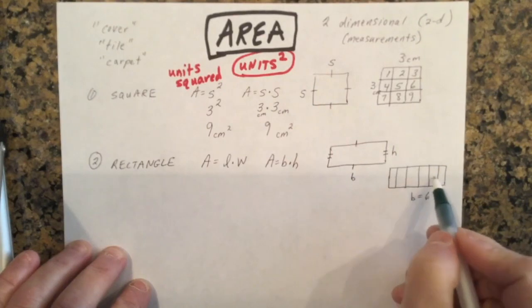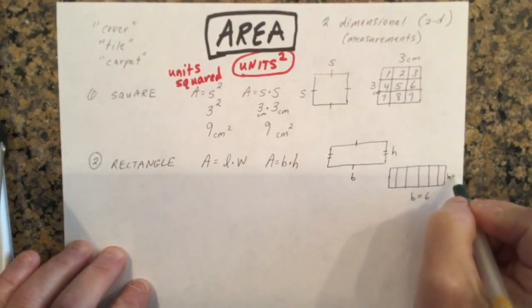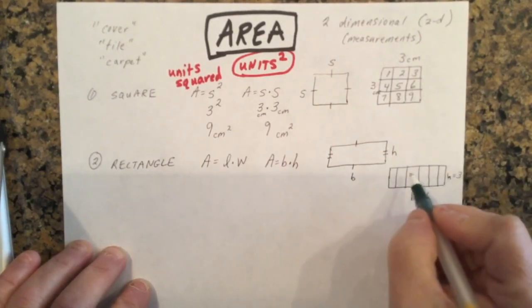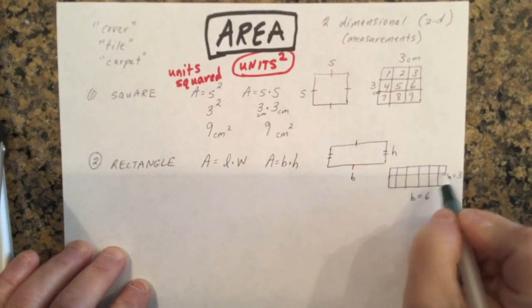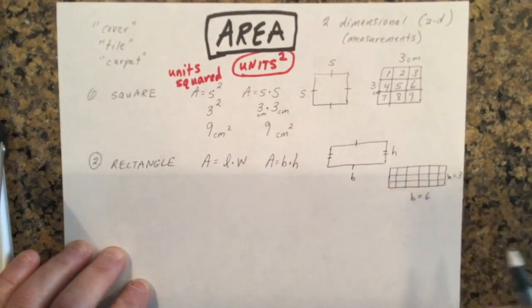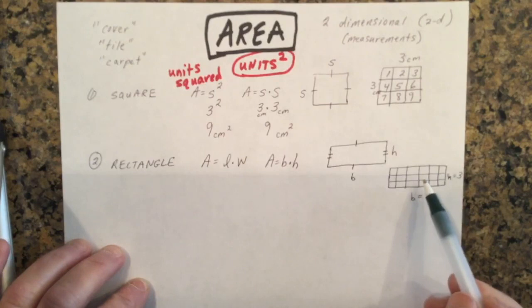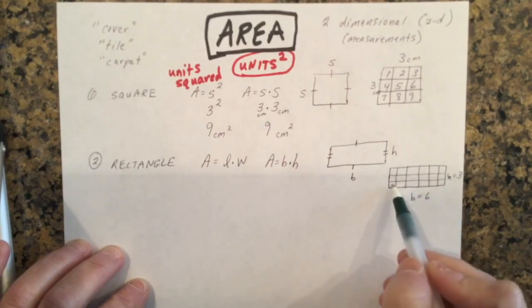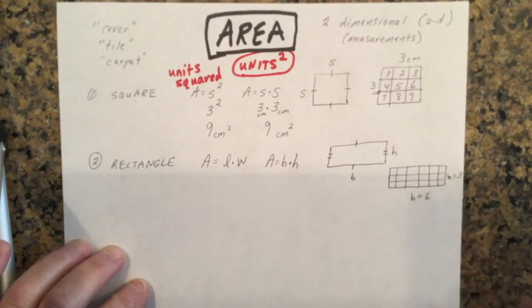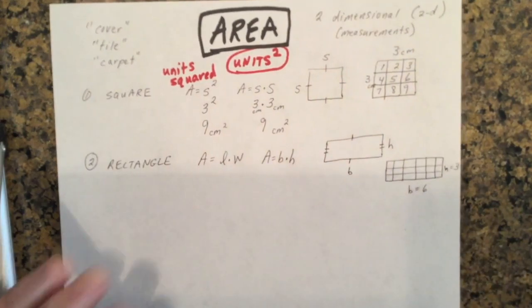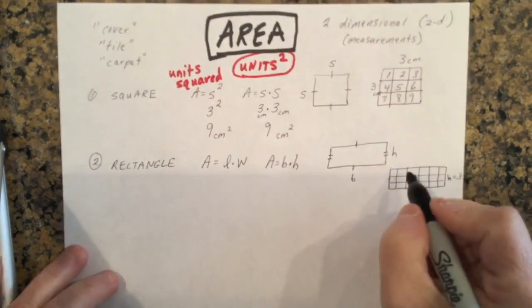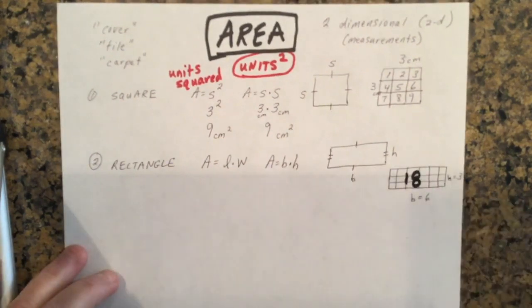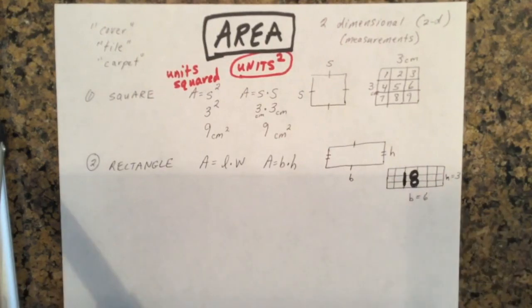1, 2, 3, 4, 5, 6. And let's say the height is 3. So we would have 3 rows: 1, 2, 3. And so if we counted the boxes in here, we would have 1, 2, 3, 4, 5, 6, 7, 8, 9, 10, 11, 12, 13, 14, 15, 16, 17, 18. So our area model would give us 18 units squared on the inside.